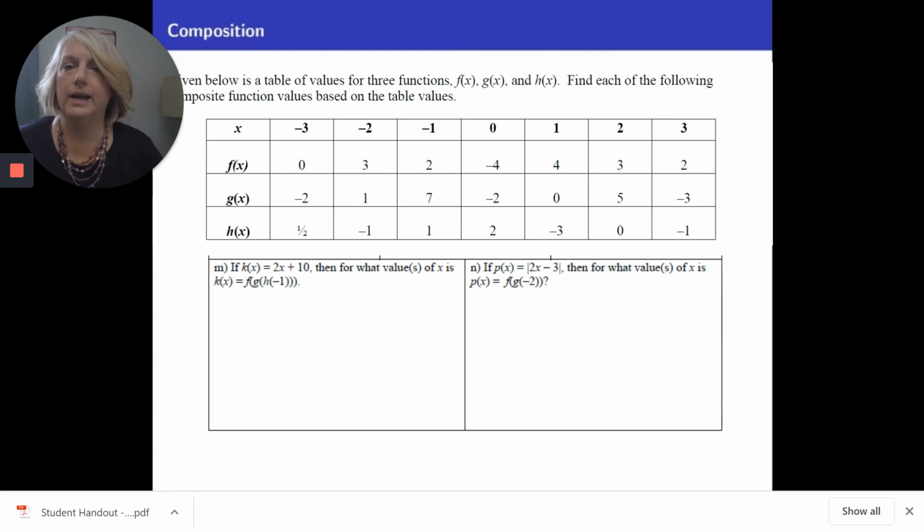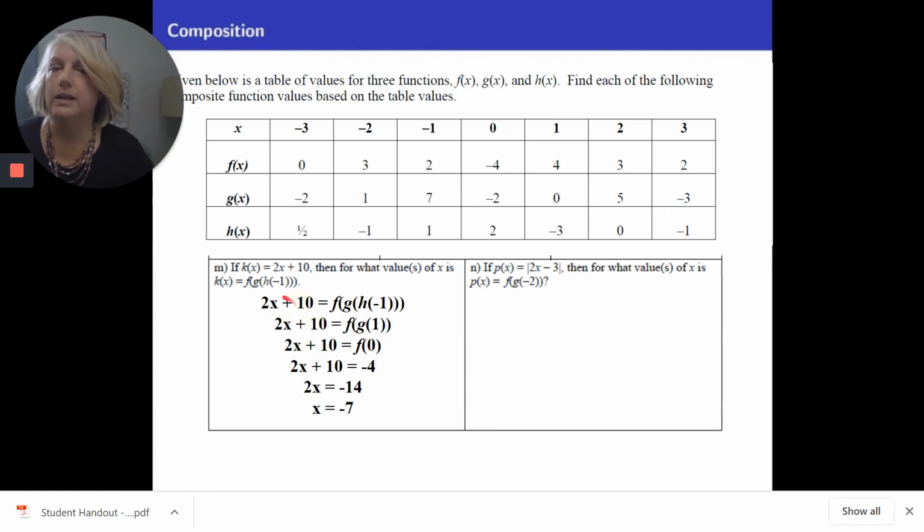And then another last example, you could start doing things that are a little bit more complicated like this. I'm giving you that k of x, a new function, is 2x plus 10. And I want to know for what value of x, k of x is equal to f of g of h of -1. So it looks complicated, but we're just going to break this down. So let's look at the work for that. The k of x, which is right here, became 2x plus 10. And then over on this side is my f of g of h of -1. So I'm creating an equation that I am going to solve.